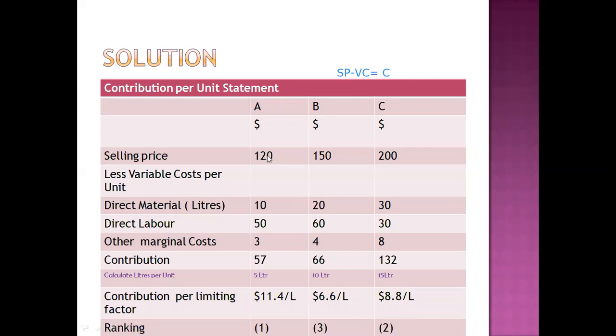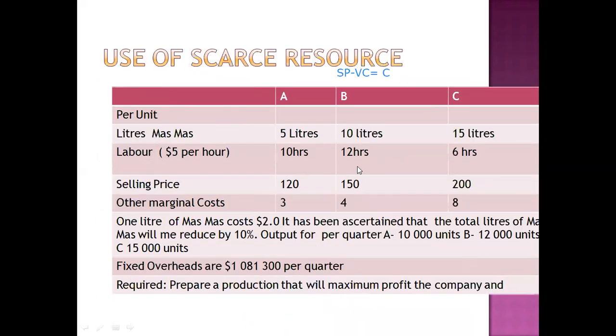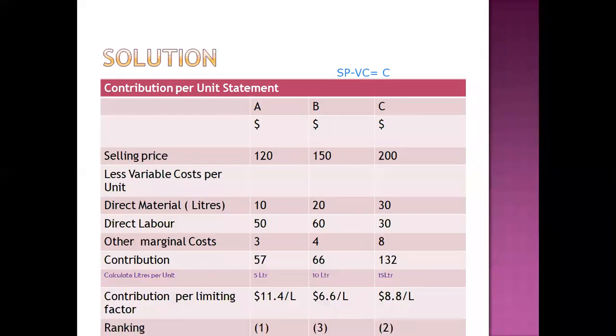Okay, so our selling price is 120. I think you can actually see from our previous slide. Let me just try to switch between these two slides. Our selling price: 120, 150, 200. I think it's very clear to everyone. 120, 150, 200. Then we say less what? Variable cost per unit. All right.